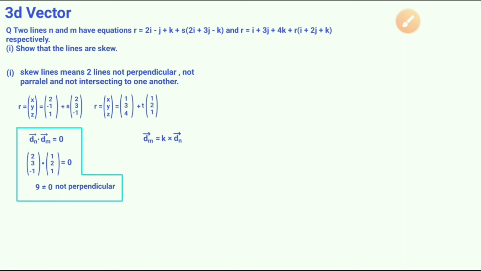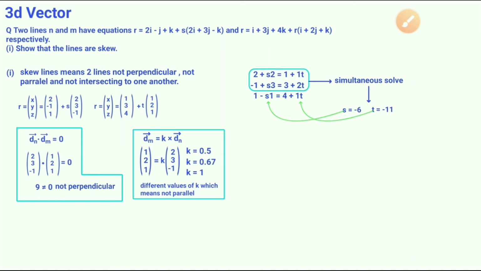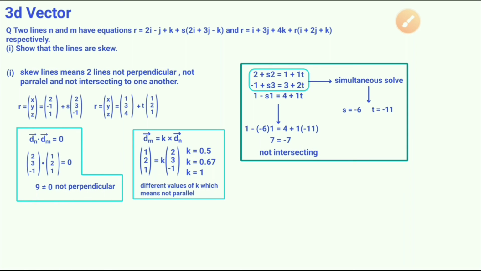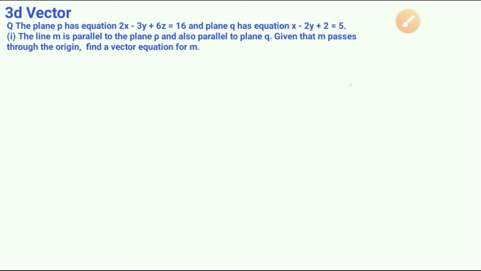Using the dot product, we can find whether it is perpendicular. No, not perpendicular. You can also see whether it is parallel. Different values, which means not parallel. We can also find if it is intersecting or not using the old-fashioned way, doing simultaneous solve and putting the values back into this. And no, it is not intersecting. Doesn't matter if it is a minus sign, it does make a difference. Not intersecting. Okay, so we have this equation.